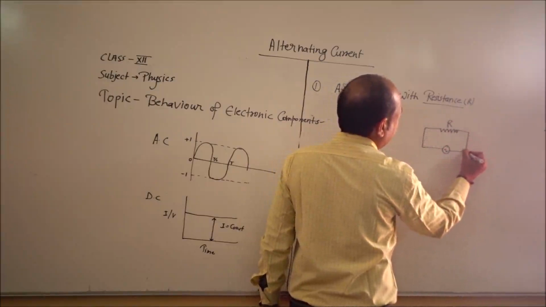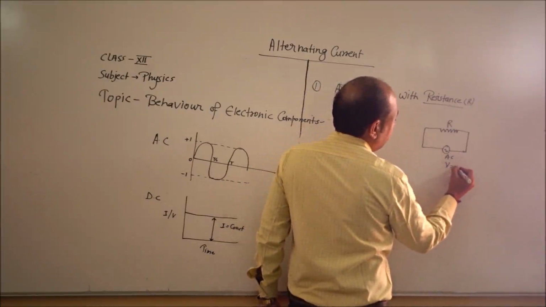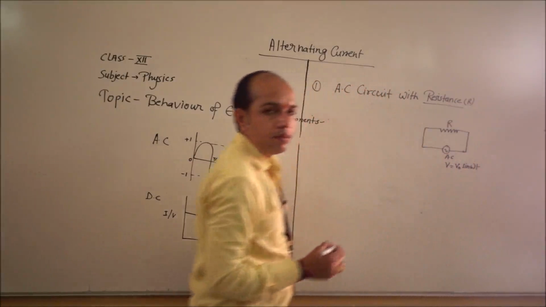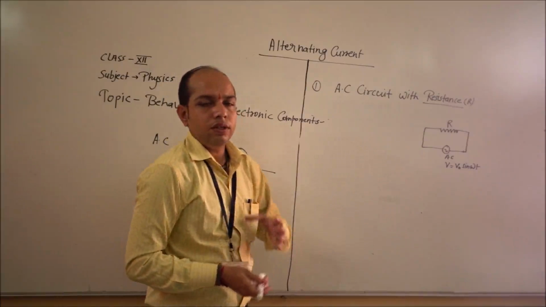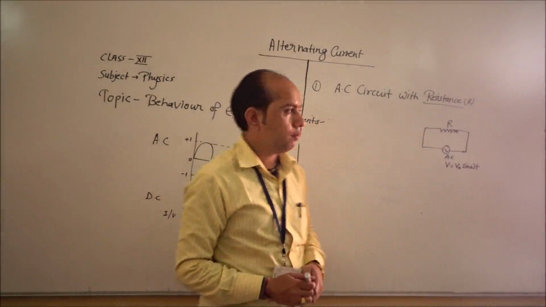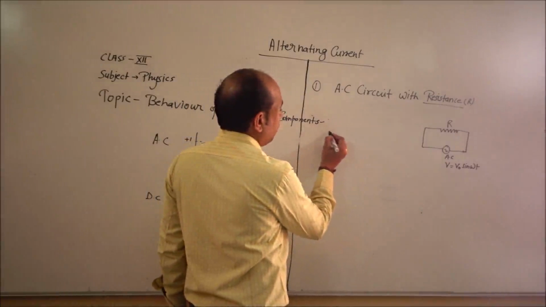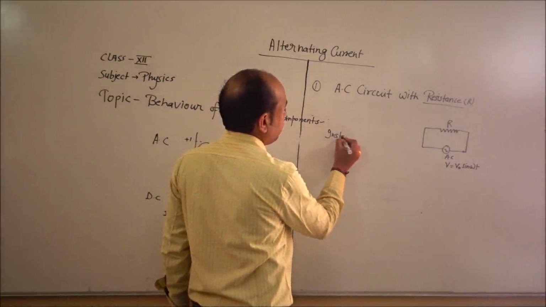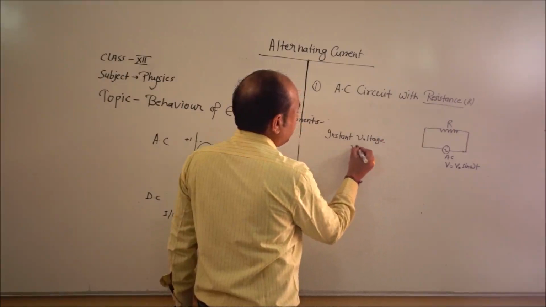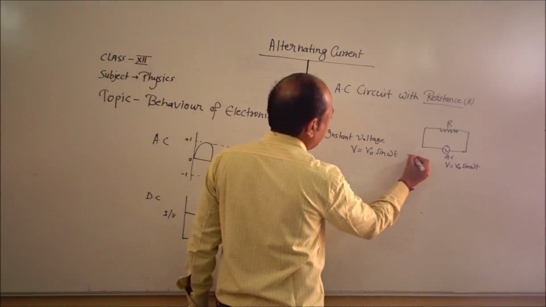an AC source, V equals V naught sine of omega t. This is the instant voltage, V equals V naught sin omega t, with resistance R. So first of all we write the instant voltage: V is equal to V naught sin of omega t. This is equation number 1.